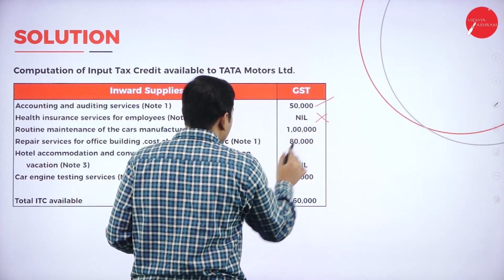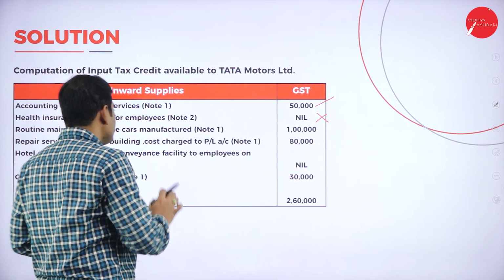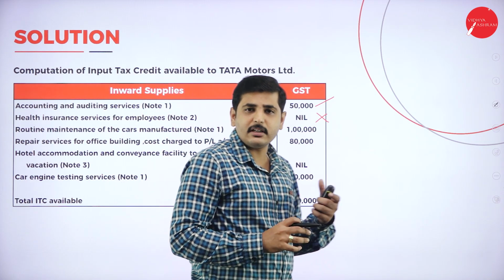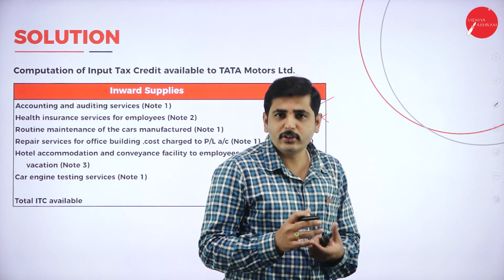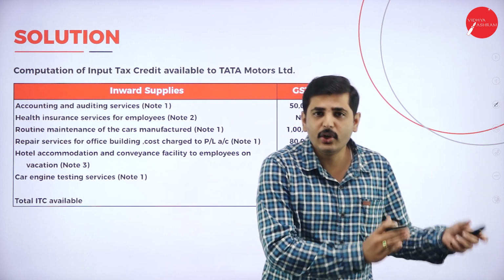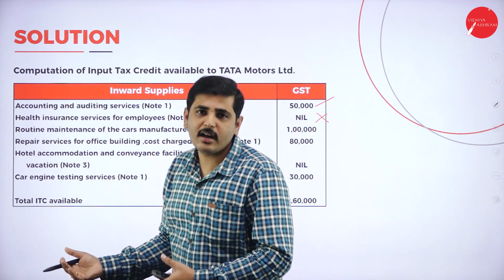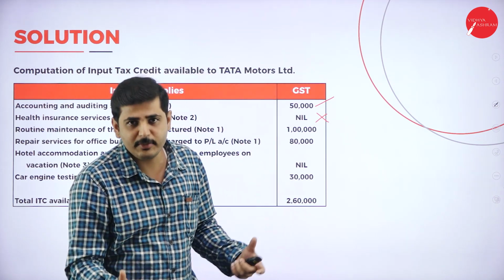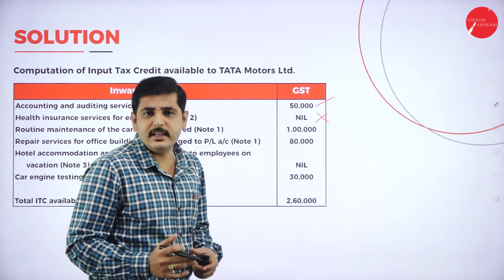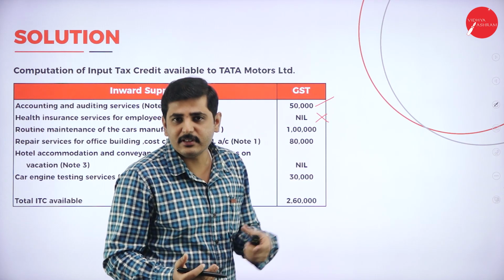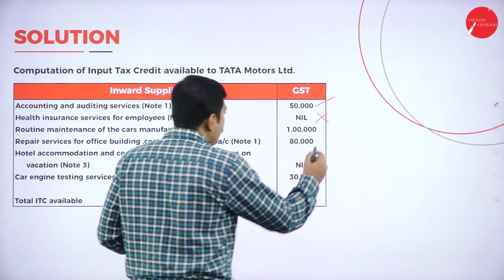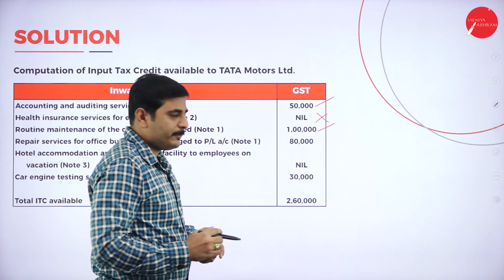For this, ITC is not available. Next one, routine maintenance of cars manufactured. So the cars manufactured, they have to maintain. This is for the purpose of selling the goods, or selling the cars, to the customers. For this purpose they are maintaining the car. That's why we will consider it as for business purpose, and the ITC is available, whatever the revenue expenses from the business side. So the ITC is available.